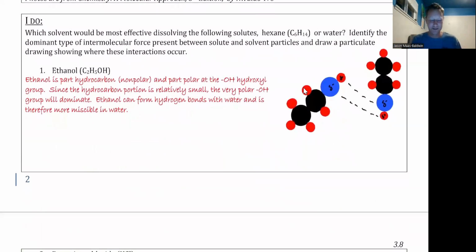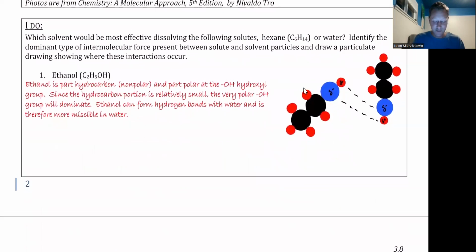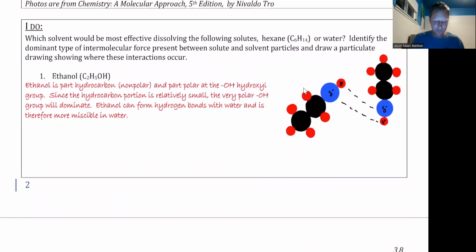Okay. And so I'm not going to take the time right now because most of what we can do is more of just a discussion to draw out all of these. But let's just say, for instance, you're asked which solvent would be the most effective dissolving the following solute, hexane or water. Identify the dominant intermolecular force between the solute and the solvent and draw out the particulate. And the solute is ethanol.